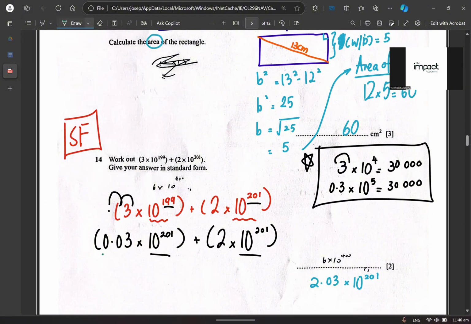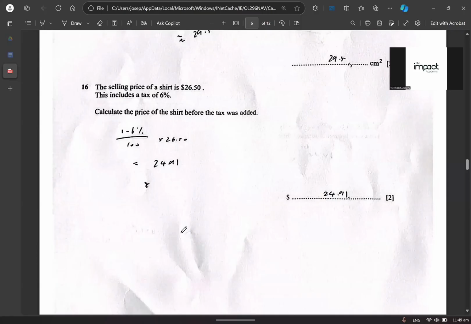Then now your job is very simple. You just have to make sure 0.03 plus 2. How much is that? 2.03. Am I making sense? Times 10 to the power of 201. So that is the reason why your answer for this question has to be 2.03 times 10 to the power of 201. The rule of thumb here is to make sure that the powers are the same.